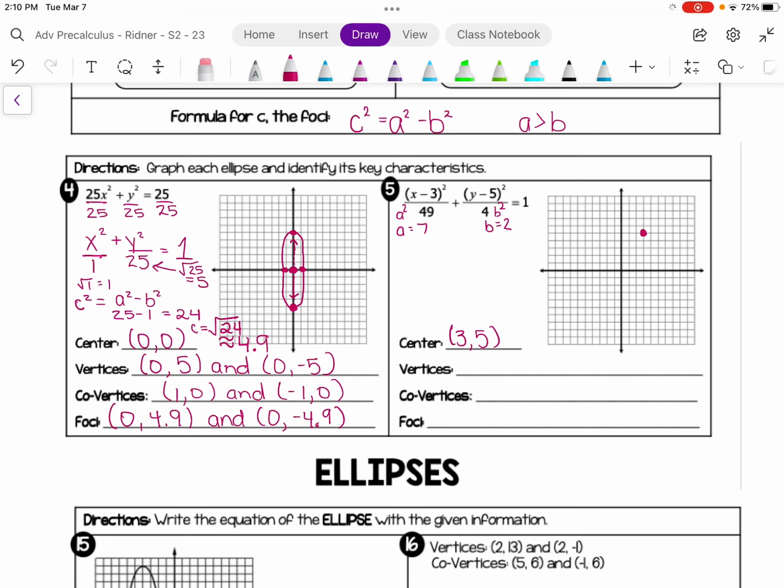So the 7 is under the x, so that means I need to go 7 both ways. 1, 2, 3, 4, 5, 6, 7. 1, 2, 3, 4, 5, 6, 7. And then I need to go 2 up and 2 down. There we go.